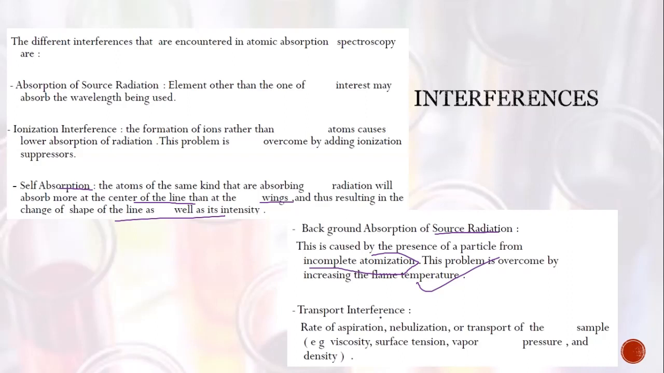Then transport interference: the rate of aspiration, nebulization, and transport of the sample throughout the system may also interfere because of sometimes different viscosity, surface tension, vapor pressure, and density.